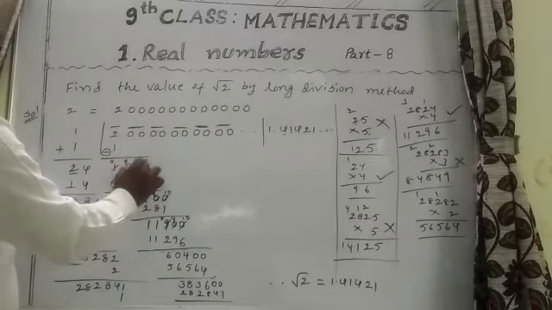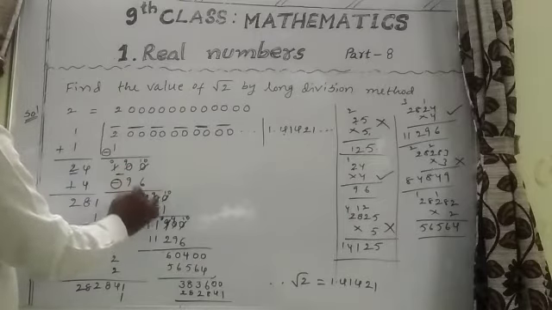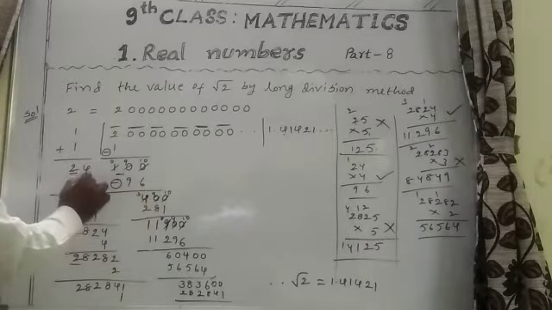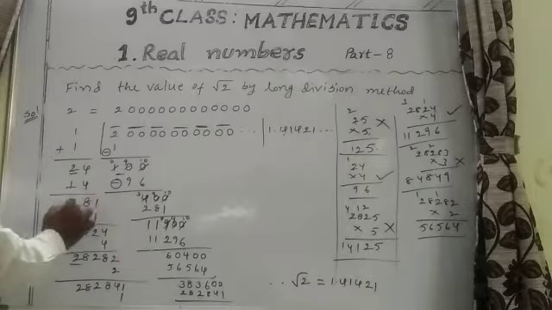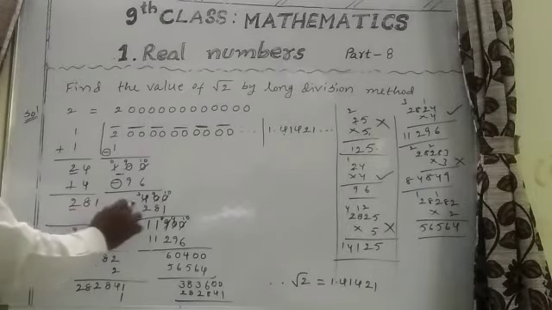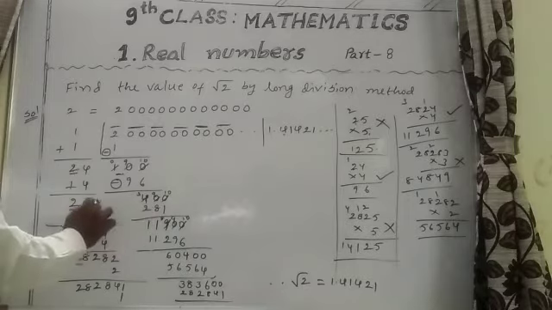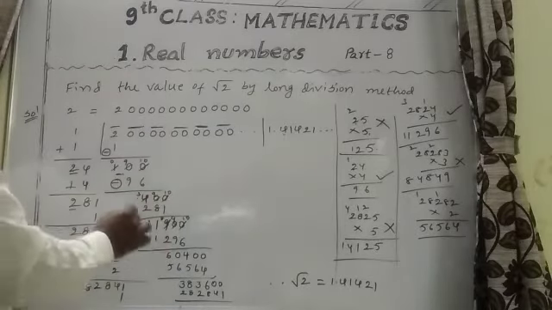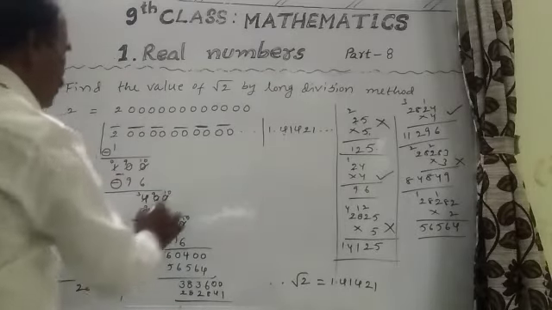Subtraction. 10 minus 6 is 4. Here 9 minus 9 is 0. Here 4 is there. Here 4 plus 4 is 8. Now starting number is 2. 2 2s are 4. 281 1s are 281. 282 2s are greater than 400. That's why we will take 281 1s are 281.